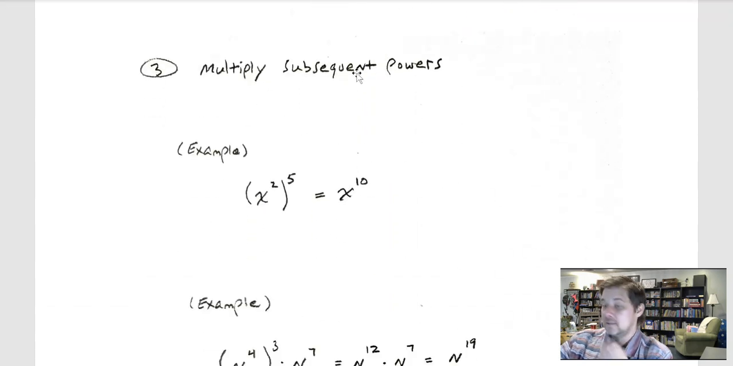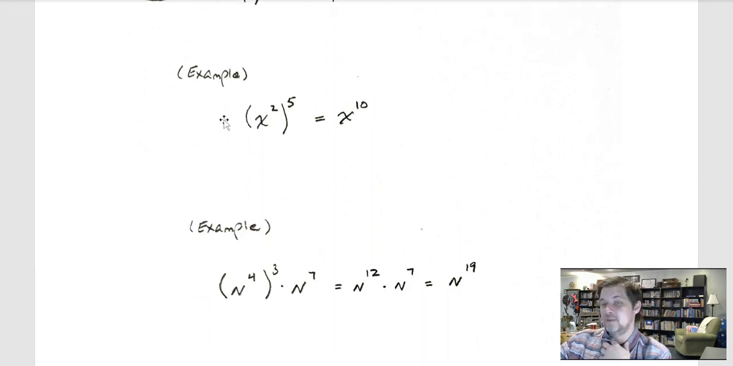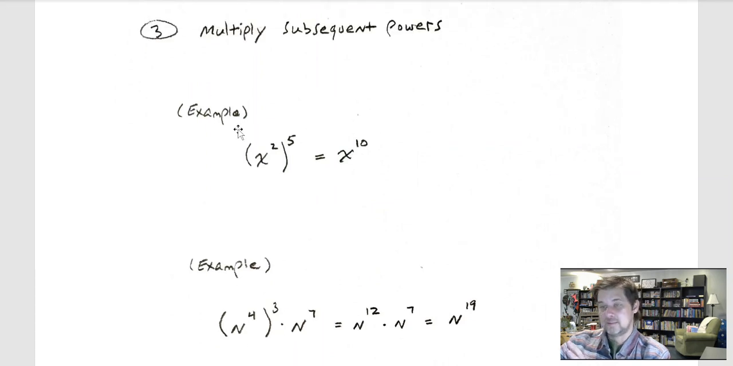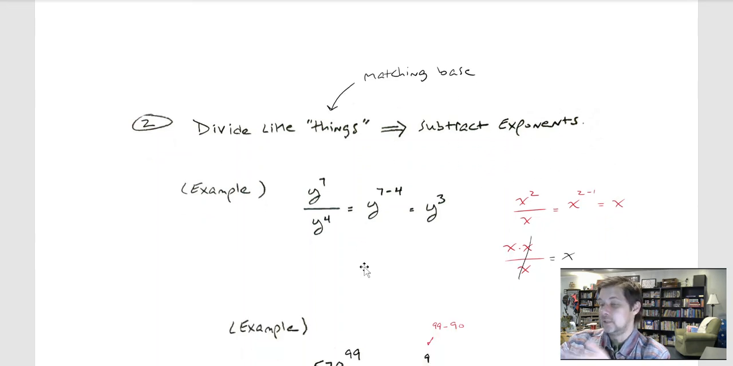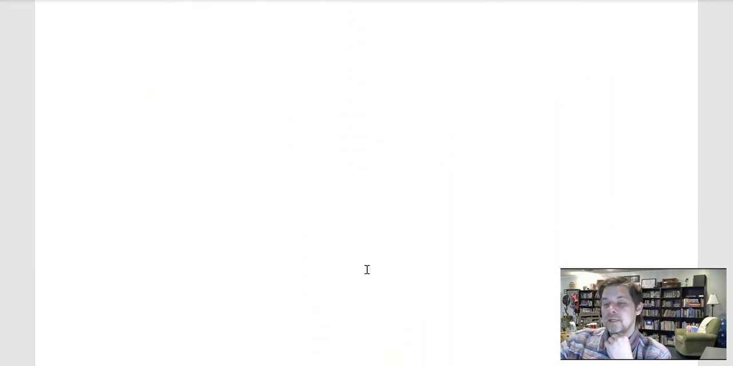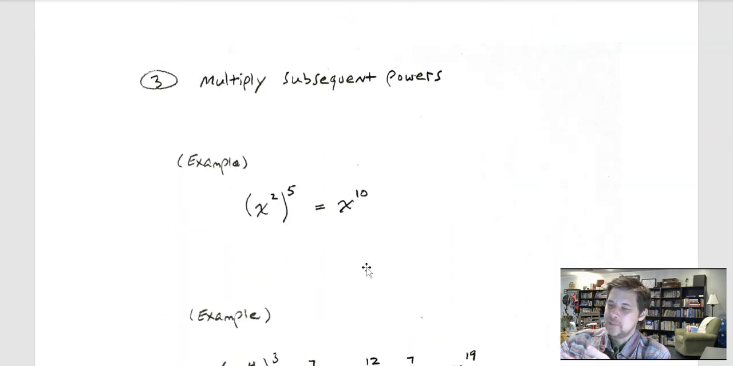If you ever had the situation where you had subsequent powers, then you would multiply them. So, in other words, like this. Now, hold on, let me pause for a second. You know how I said I'm describing things so informally, like when I said divide like things. It might be more proper to say that we want the base to match. If the bases match and we're dividing, we subtract the exponent. And sure, that's true. But I think most people probably learn the rules by seeing some examples and then recognizing similarity in other places.